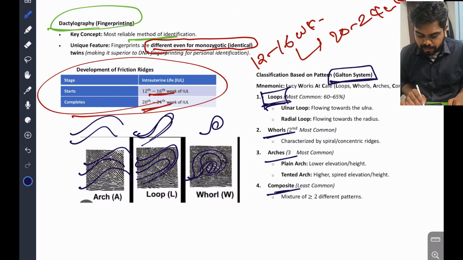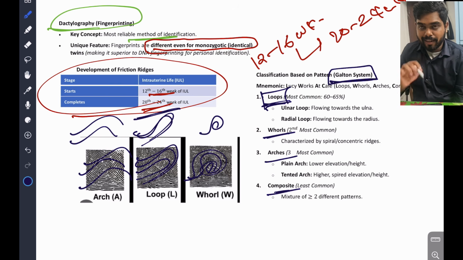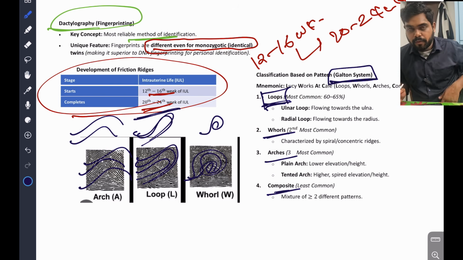Dactylography and development in intrauterine life nowadays comes like a theory question, with detailed explanation. They will ask: development starts at 12 to 16 weeks, complete development at 20 to 24 weeks, loop variety this, arch variety this. So you have to eliminate the wrong one. Sentence-wise questions will come, not direct questions. Direct questions where you identify the pattern can also come.